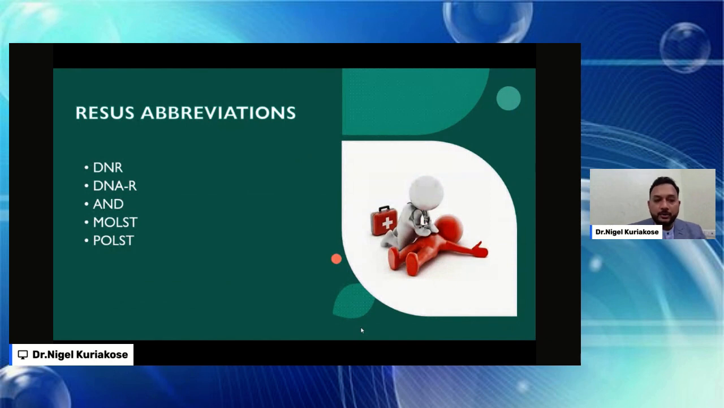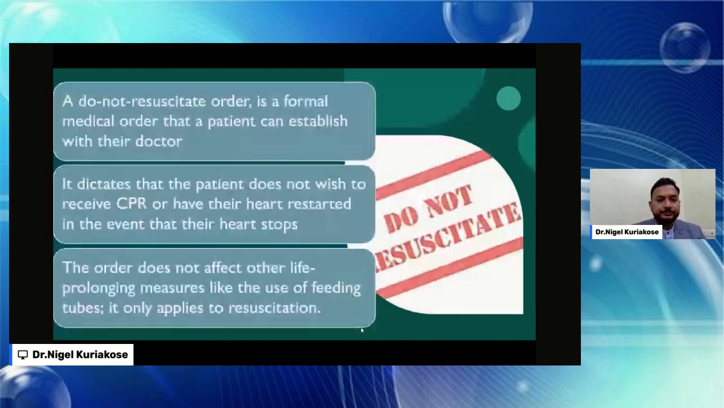Firstly, let me touch upon a few abbreviations in resuscitation that we as frontliners in the OT, in the emergency, or in the ICU would come across on a day-to-day basis. So we'd see DNR, DNAR, AND, MOLST, and POLST. All these are relevant in various countries. You would not necessarily see everything in India, but I'm just bringing all these abbreviations into one platform so that you would be familiar with it on a larger scale.